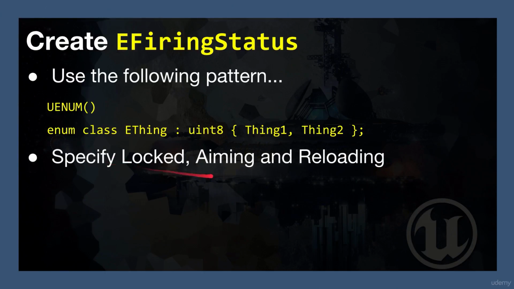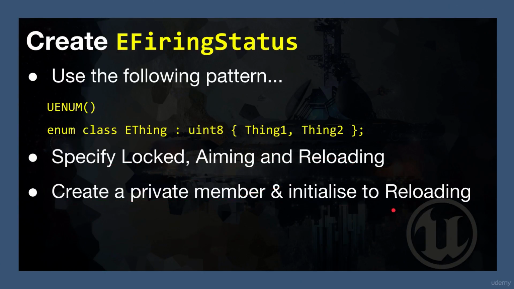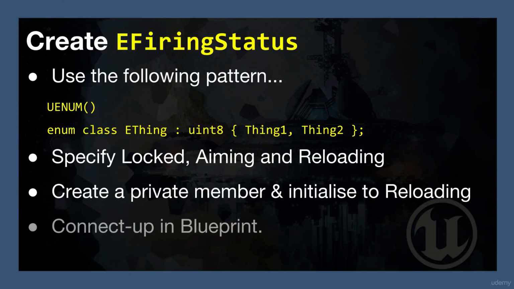Then I want you to specify those three, which we've just talked about, and then create a private member variable inside the tank aiming component and initialize it to the reloading state. And then don't connect it up in Blueprint, ignore that. So initialize it to the reloading state, and that's it. See if you can write this and get it to compile. So go ahead, pause the video and do that now.